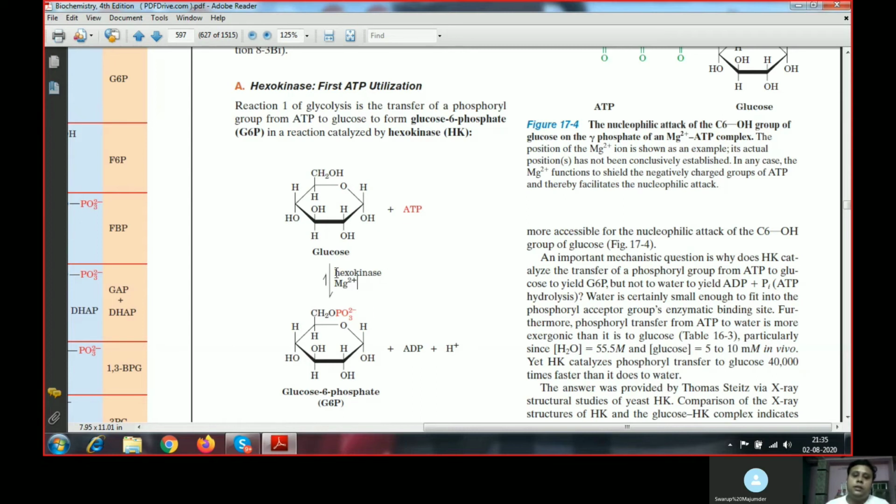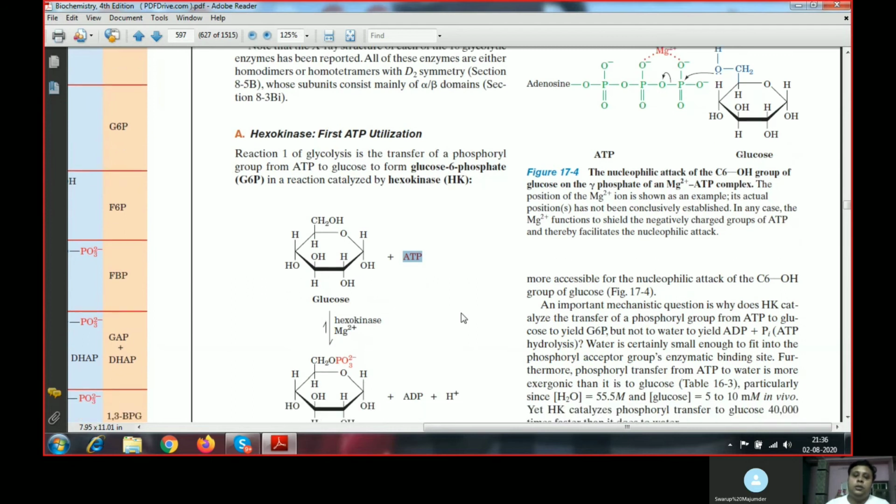So hexokinase actually uses two different substrates. One is glucose, and the other is the Mg2+-ATP complex, because uncomplexed ATP is a potent competitive inhibitor of the hexokinase reaction. If ATP is available in surplus concentration, then the ATP will be uncomplexed. The ATP cannot conjugate with the Mg2+ ion, and that is the reason it acts as a competitive inhibitor for the first reaction of glycolysis, that is, the hexokinase reaction.